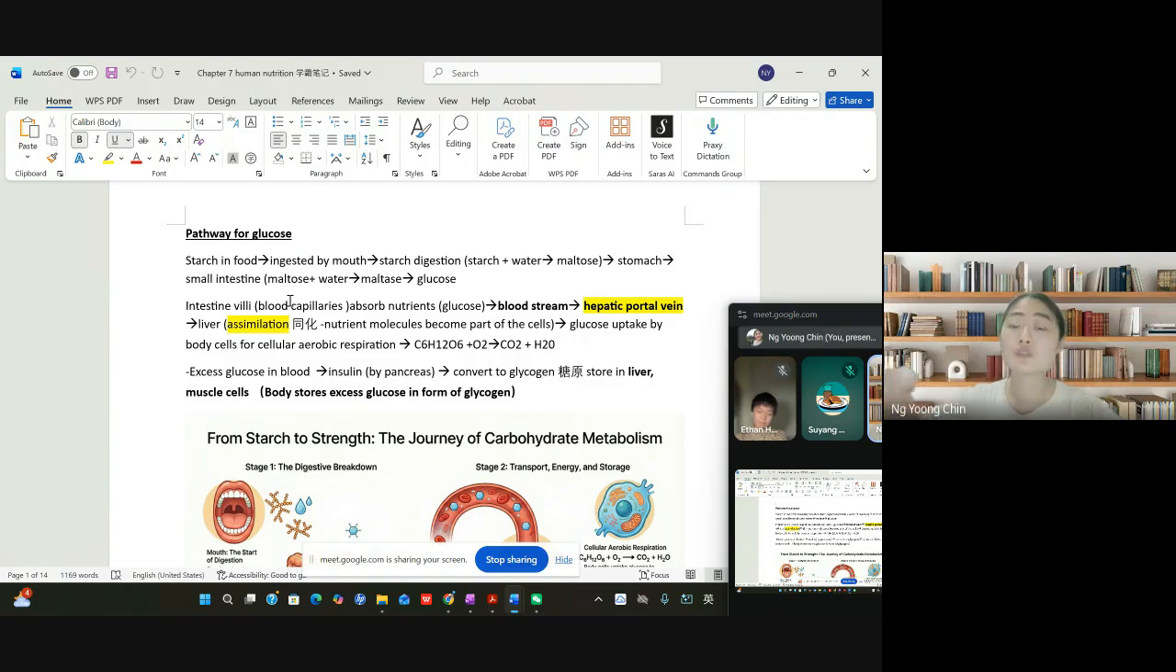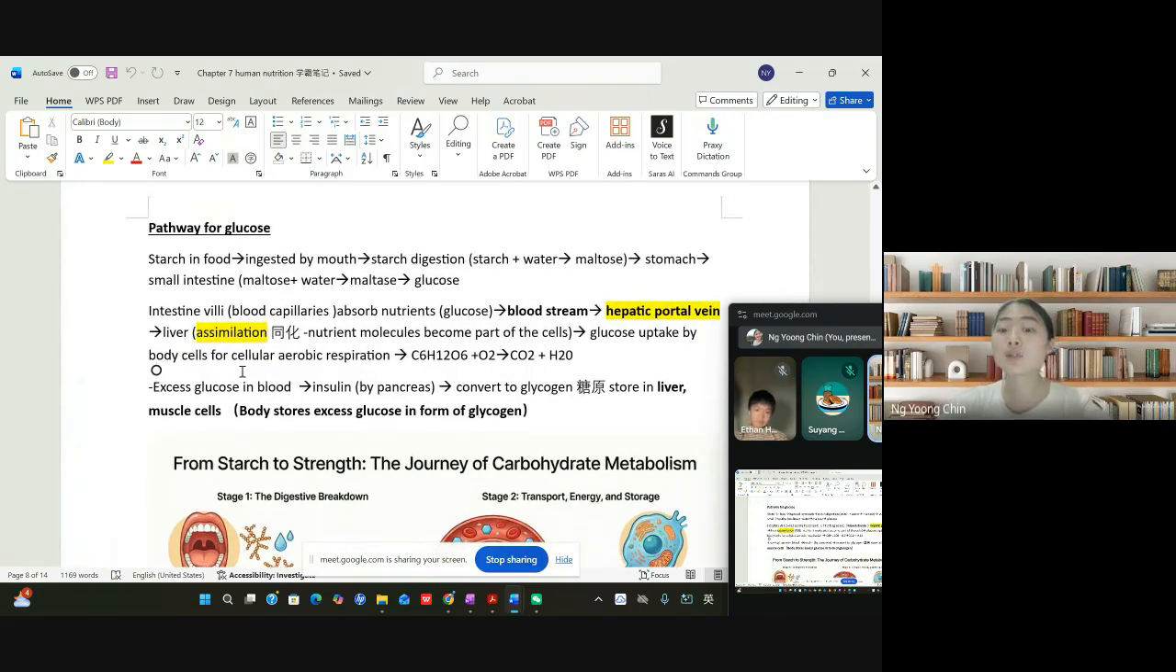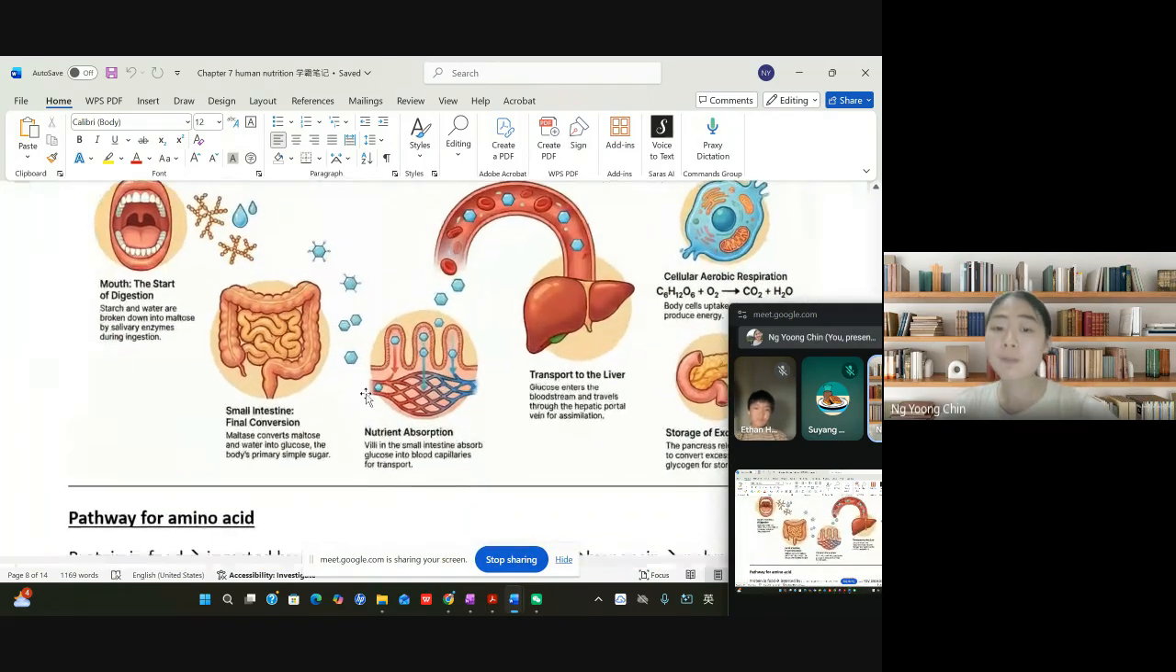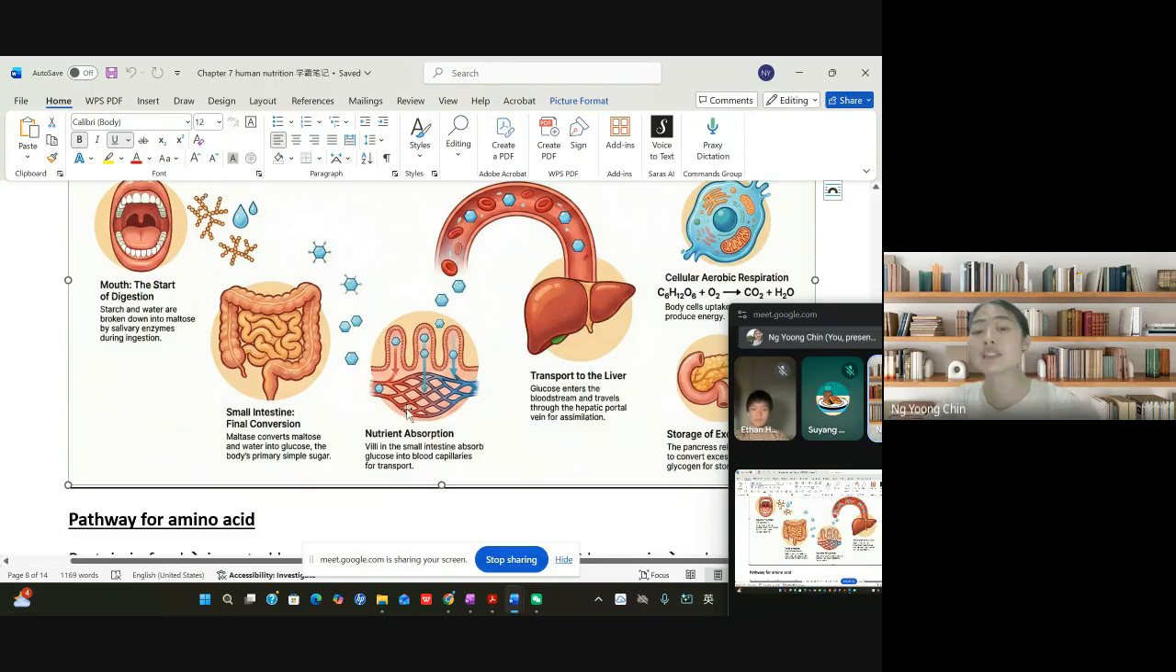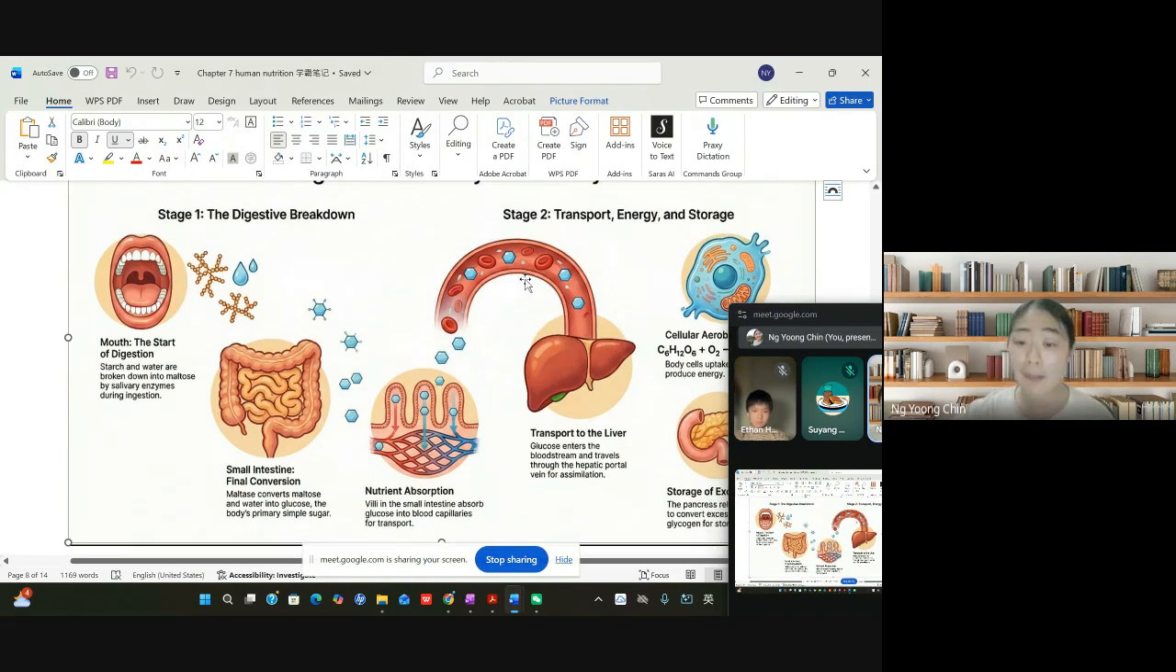Maltose becomes glucose. Later, the intestinal villi will absorb the glucose, so glucose will get into the bloodstream. Then from the bloodstream, where will it go? To the liver. By what? By the hepatic portal vein. This is the blood vessel. Once the nutrient is absorbed into the intestinal villi, it is transported to the liver by the hepatic portal vein. So later the liver can do the assimilation.